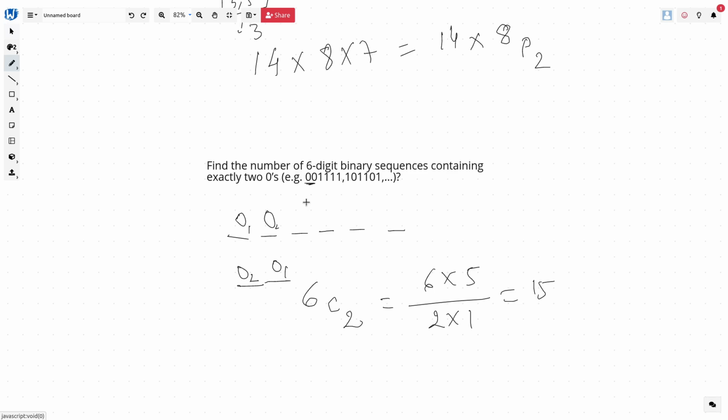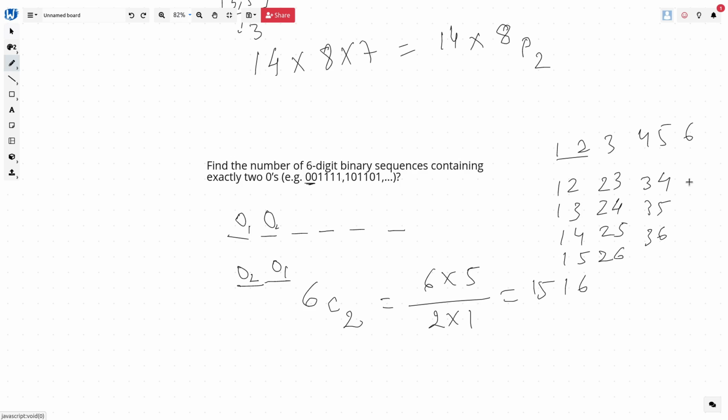Right? So you can clearly understand that you have to choose among these 6 places 2 zeros, and you can place them. So you can also try to choose 2 zeros from 1 2 3 4 5 6. You can choose 1 2 as one pair, you can simply enumerate that, then 1 3, 1 4, 1 5, 1 6, then 2 3, 2 4, 2 5 and 2 6. Then you can do 3 4, 3 5, 3 6, and then 4 5 and 4 6, and then 5 6. So if you count all these, that will come down to 15, right? So this is our answer.